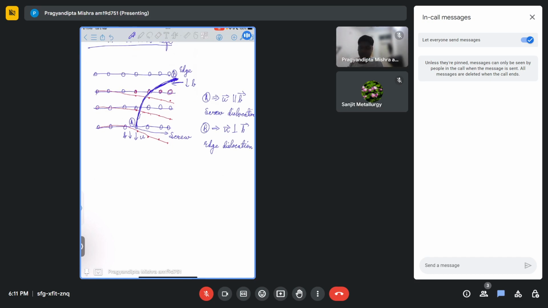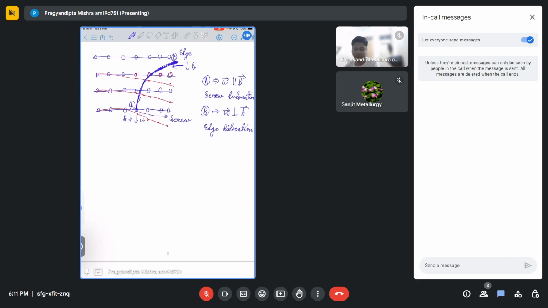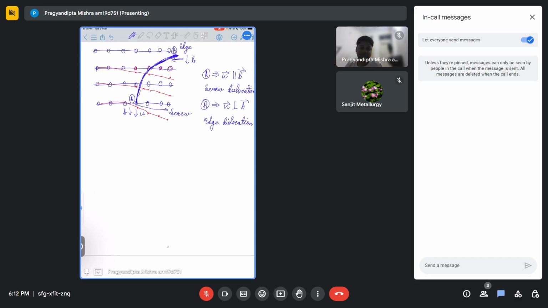Again, do not get confused when I'm saying Burgers vector or slip vector, they're one and the same thing. Do not get confused that in the video sir might be talking about slip vector, but here I'm talking about Burgers vector. They're one and the same thing. It's just a choice of convenience, whatever you feel like saying. So you can just choose whichever one.